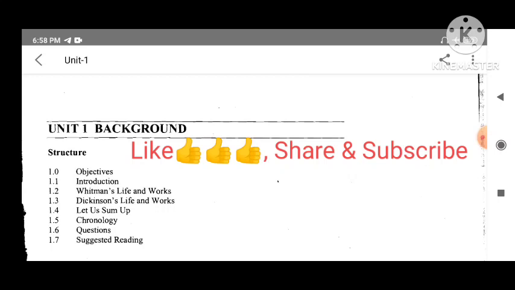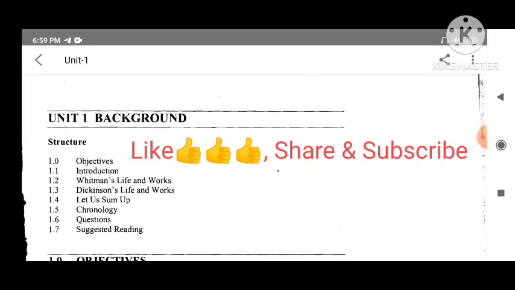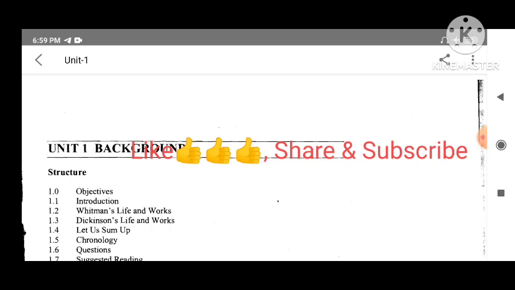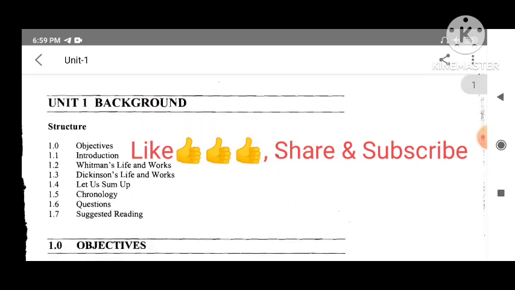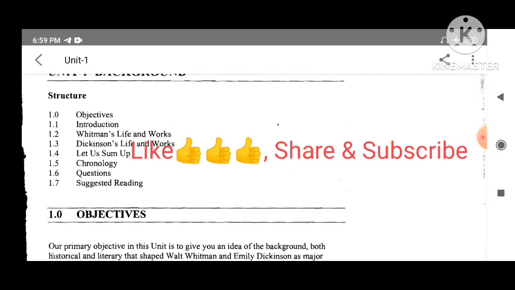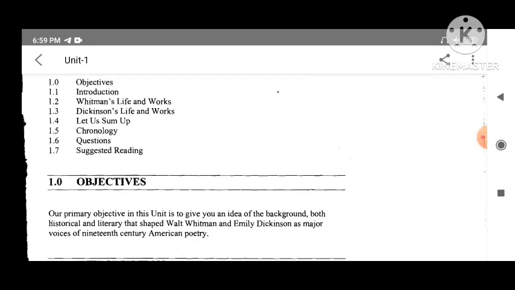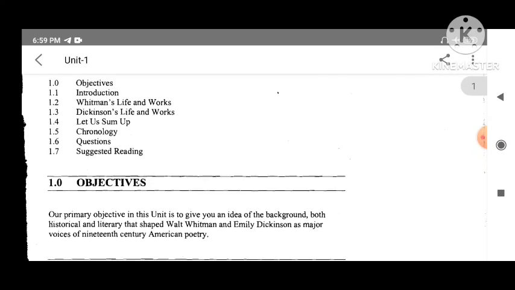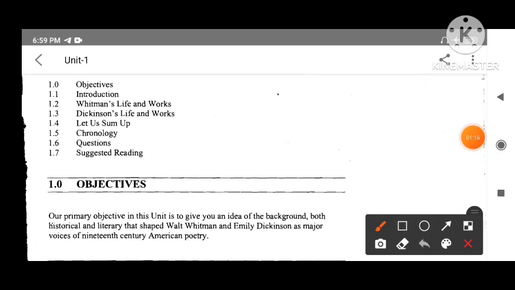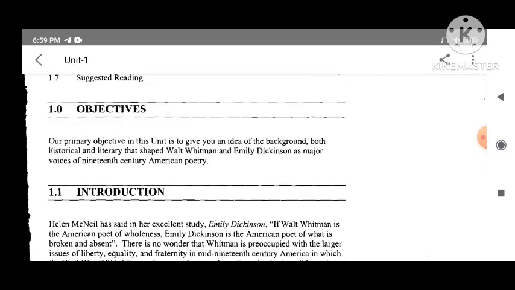So today I will cover MG6 American Literature, Block 5 Unit 1, that is background. Here is the structure: objectives, introduction, Whitman's life and works, Dickinson's life and works. Let us sum up, chronology, questions and suggested readings. Here it is very important.